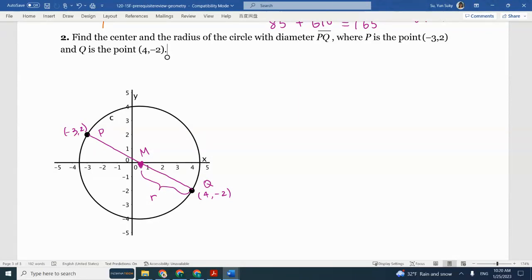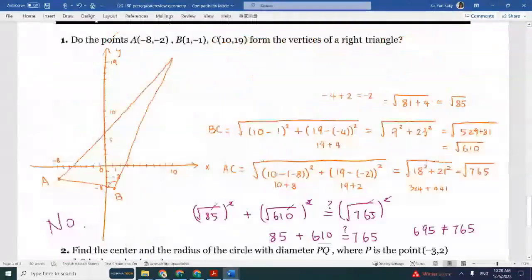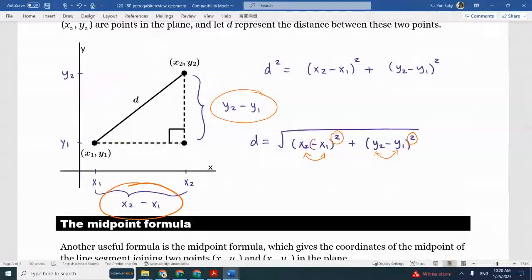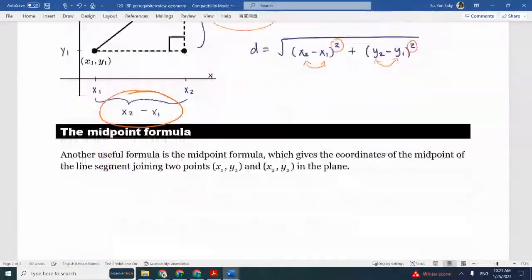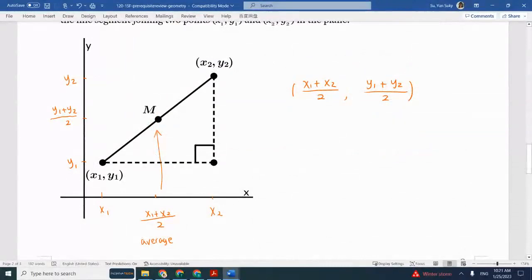Let's find the point M. The midpoint is the center. So point M comes from the midpoint formula: the average of the x coordinates and the average of the y coordinates. A typical mistake is that students might put a negative sign here because they're confused with the distance formula. In the distance formula we have a negative because that's the difference between the x values and the y values. But for midpoints, we are talking about the average. That's why we add those two numbers and divide by 2.